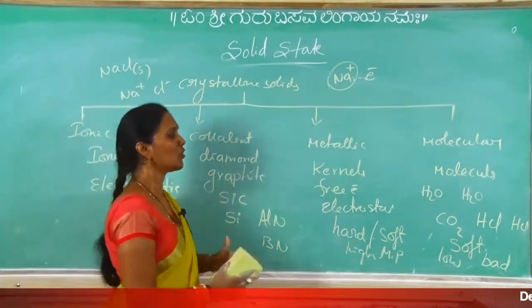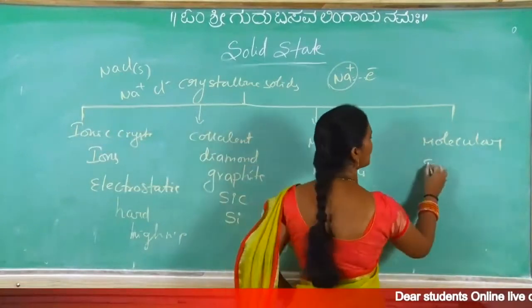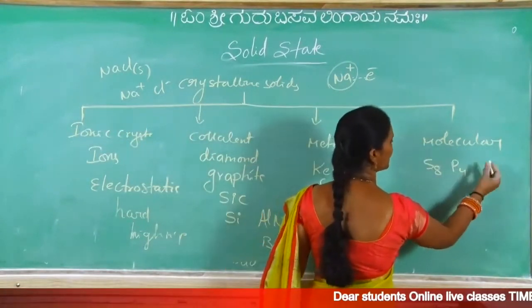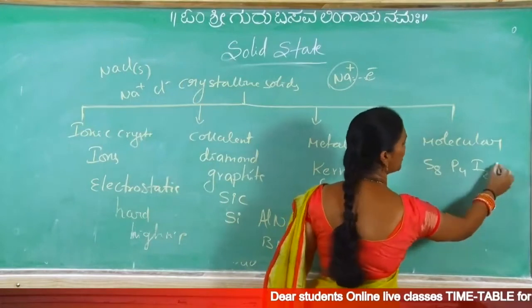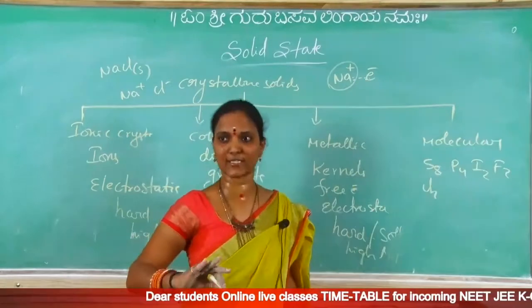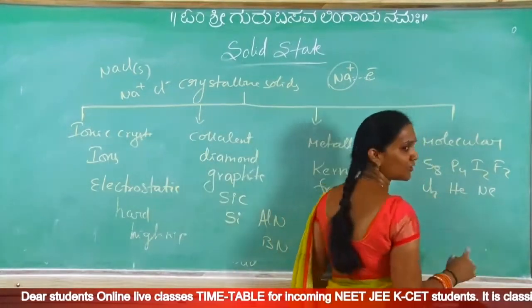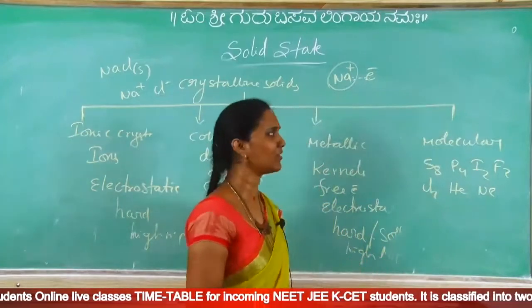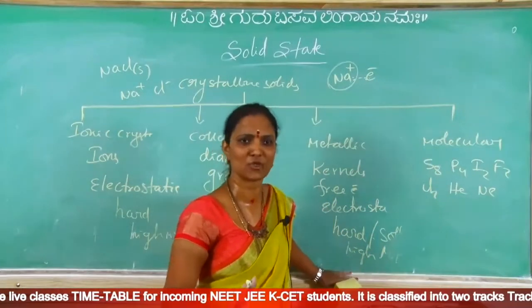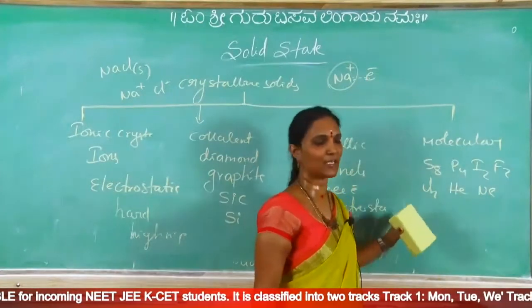Okay, and molecular crystals. What are the examples for molecular crystals? Sulfur, phosphorus, iodine, nothing but all halogens, fluorine, chlorine and all noble gases in solid state. They are molecular solids. Helium, neon, they are noble gases. We can convert gas to liquid, liquid to solid. In solid state, helium, neon, these are examples for molecular solids.